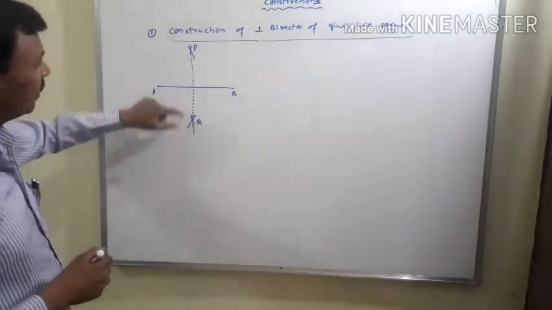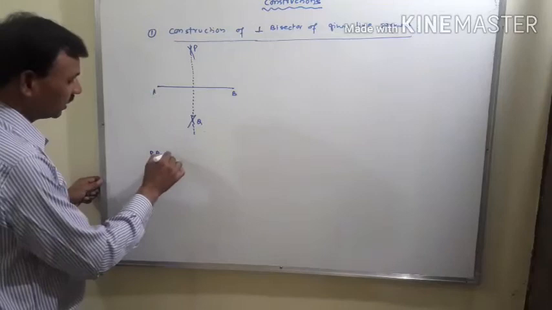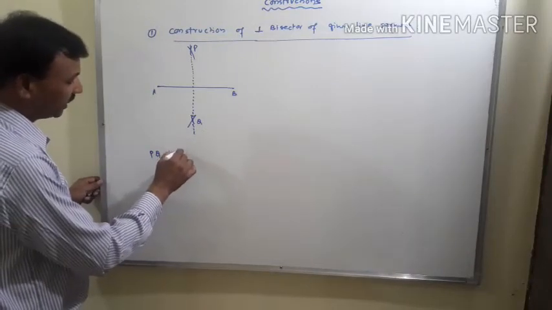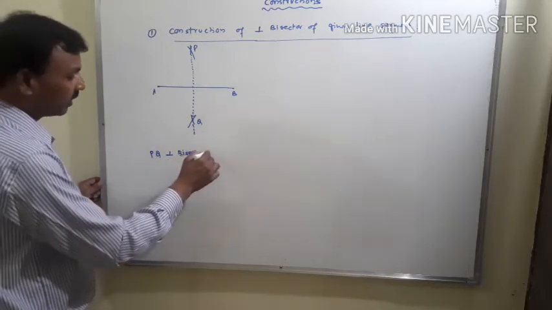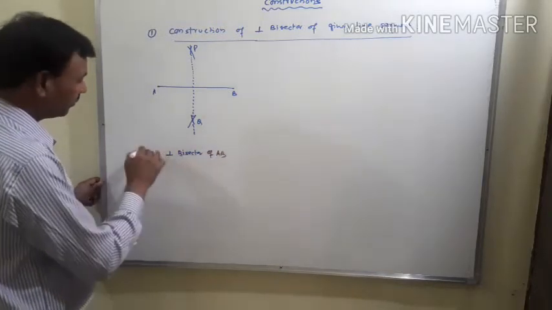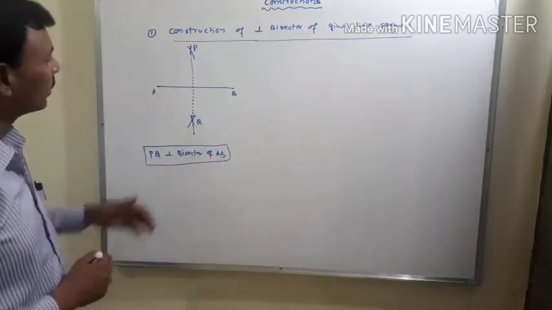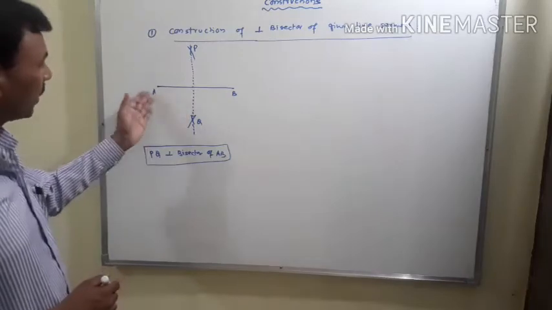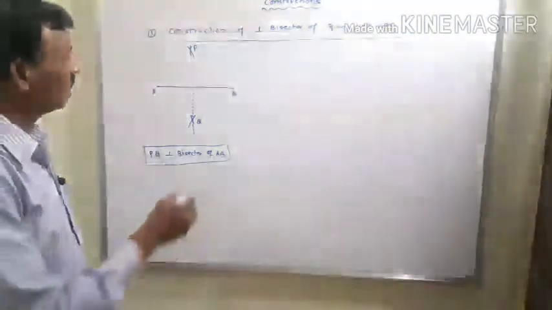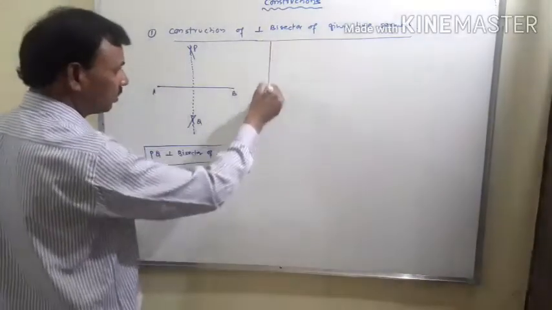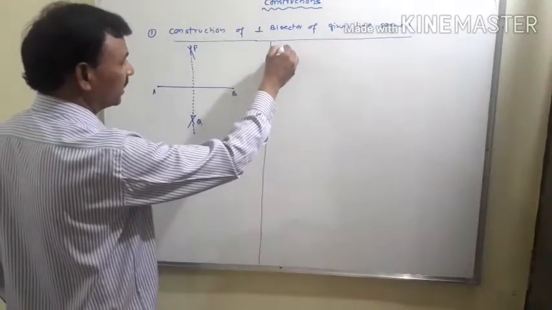Thus, PQ will be the perpendicular bisector of AB. This sign is read as perpendicular bisector of AB. But this is so important: how to prove that PQ is the perpendicular bisector of AB? This is known as justification. Now we try to understand the justification of this construction.